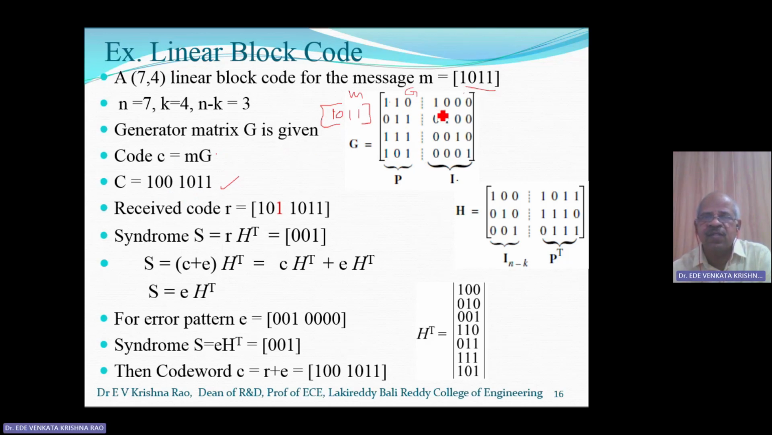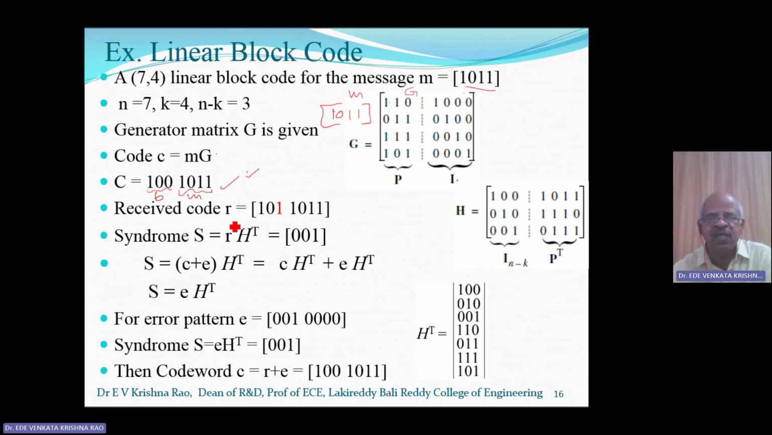So this one is 1, this 0, this is 1, this is 1. So 1, 0, 1. This is the parity bits, and this is the message bits. So the code word is parity bits and message bits. 1011 is the message bit, which we get because a unit matrix is multiplied here. So this is the code word.